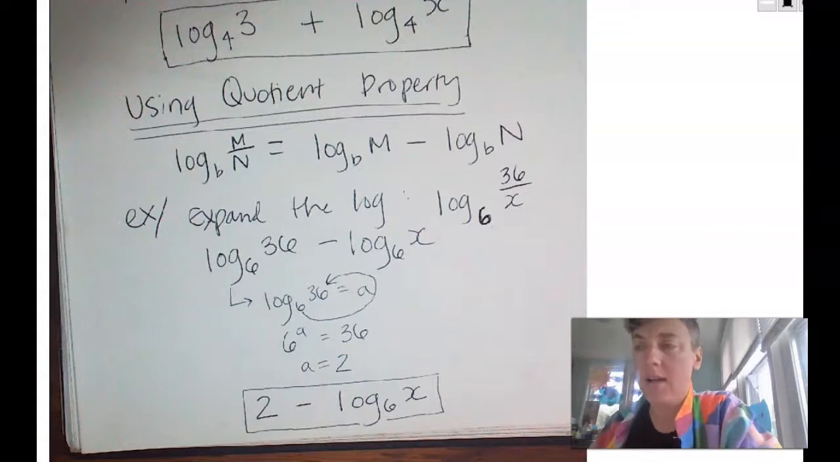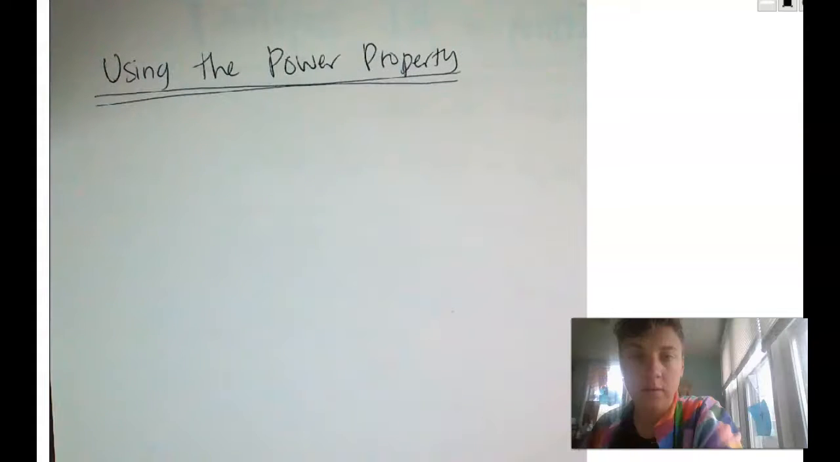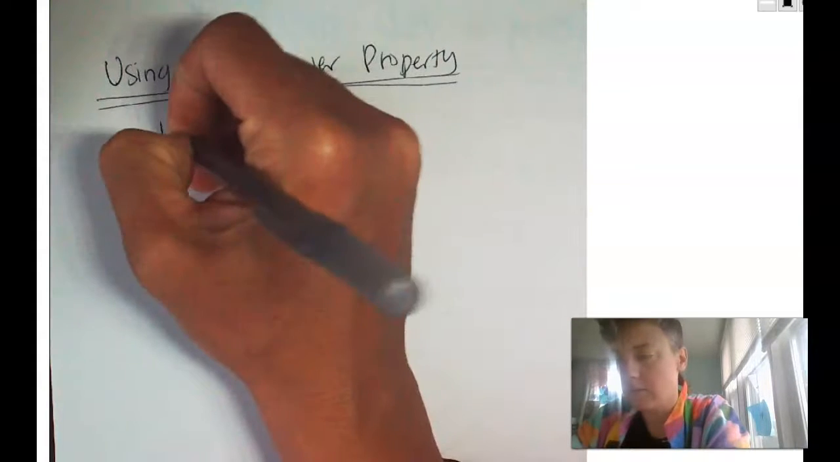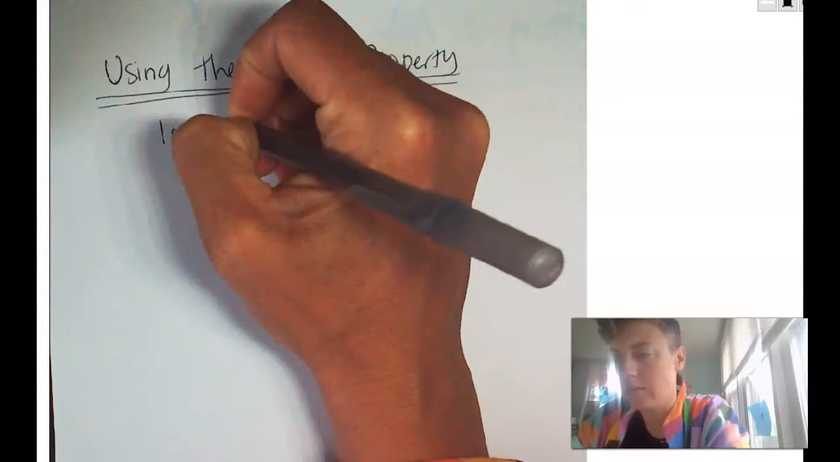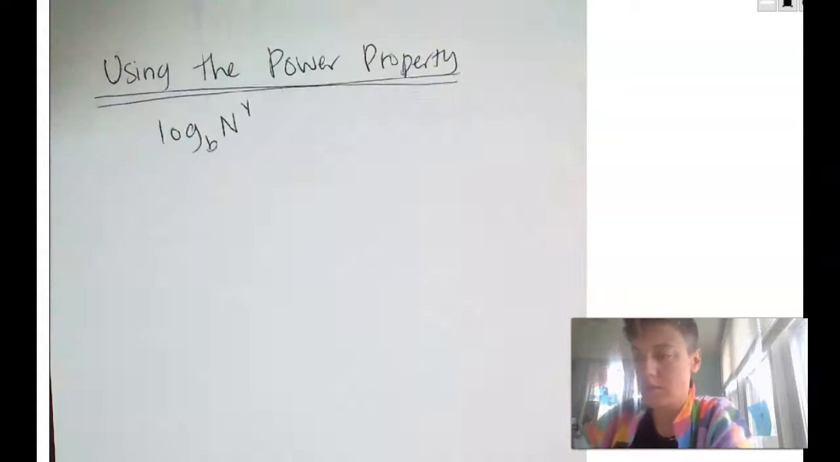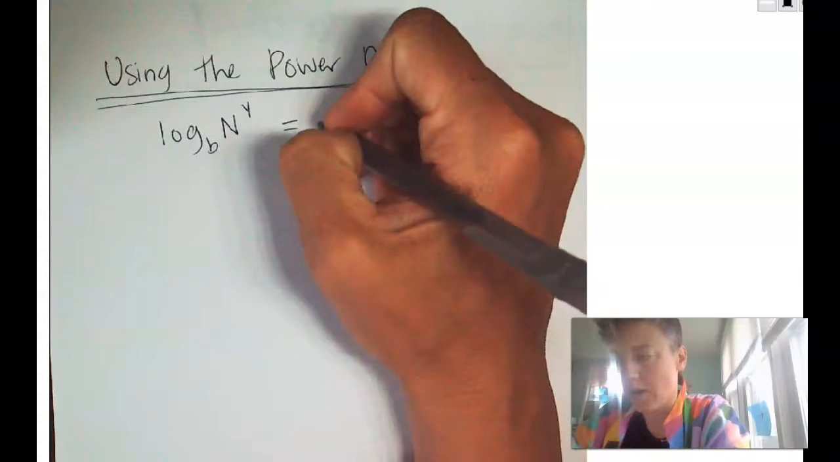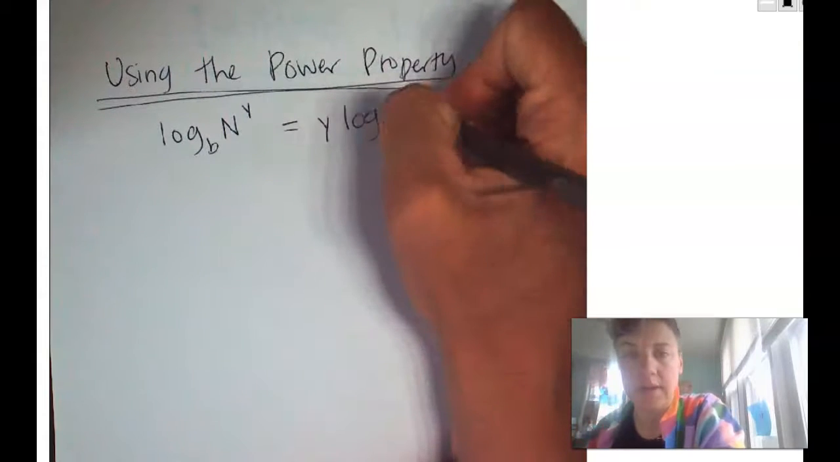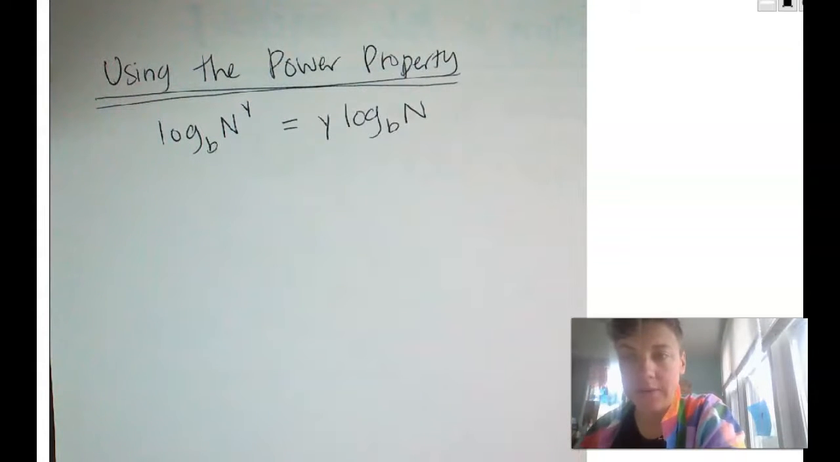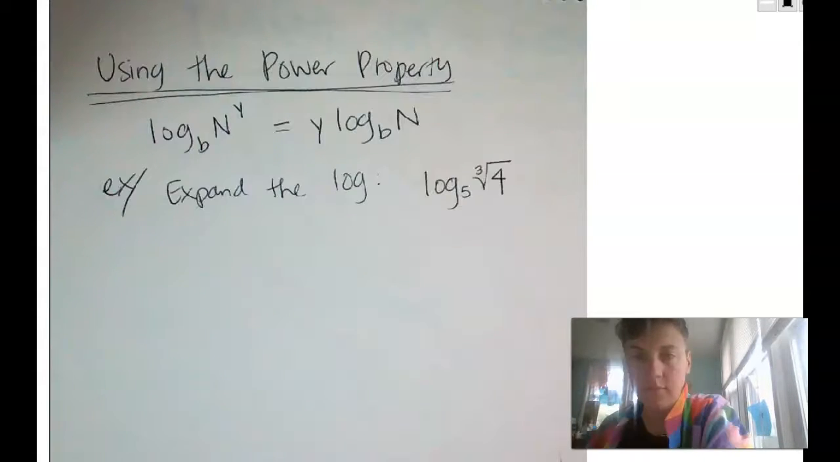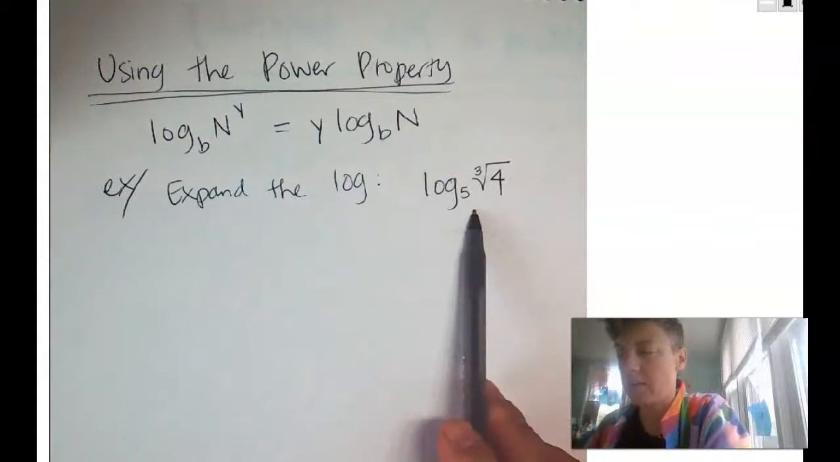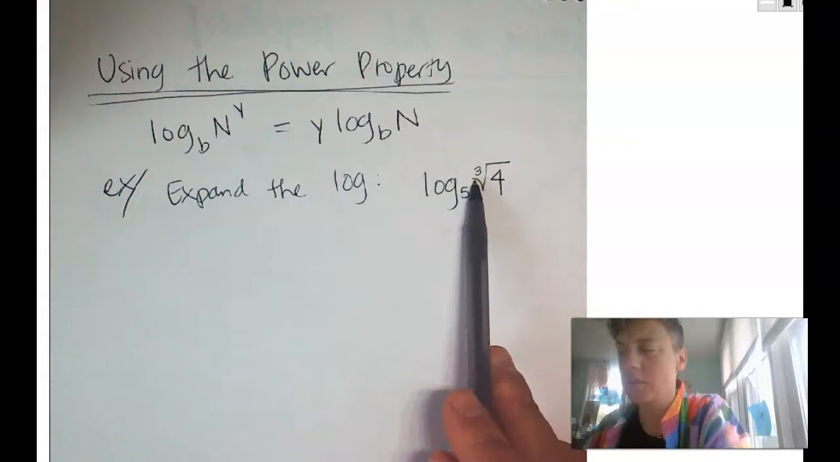Fabulous. Alright, we did the product property, we did the quotient property. Let's go check out that power property. So let's remind ourselves what the power property says. It says log base b of n to the yth power is equal to y times log base b of n. Alright, you know what time it is. Example time. So here's our example. We're going to expand this log base 5 of the third root of 4.